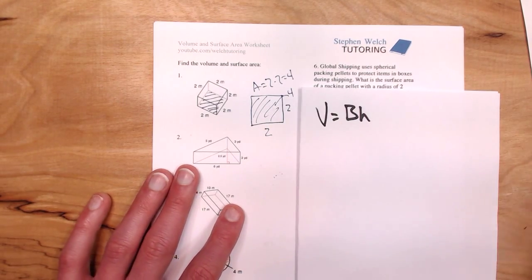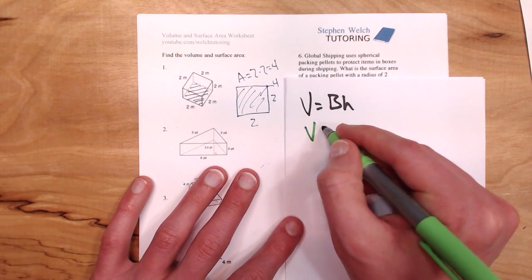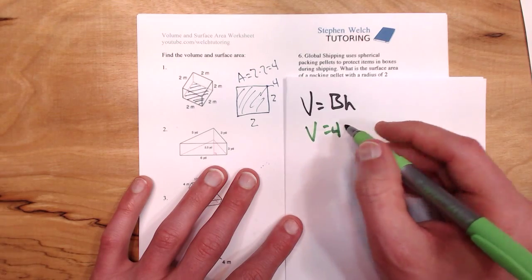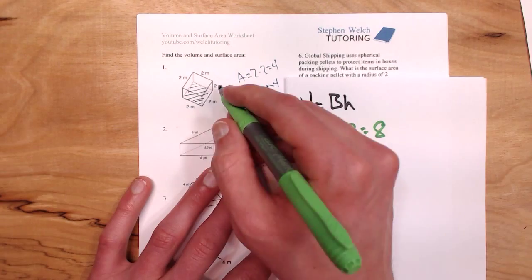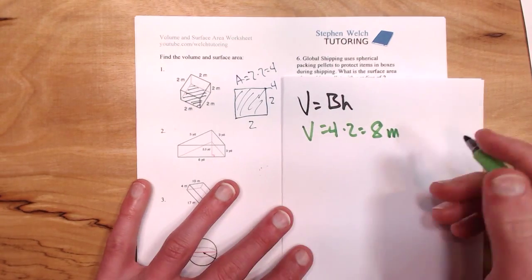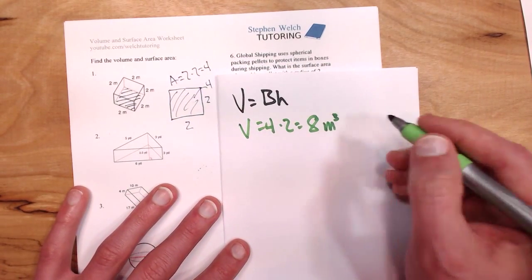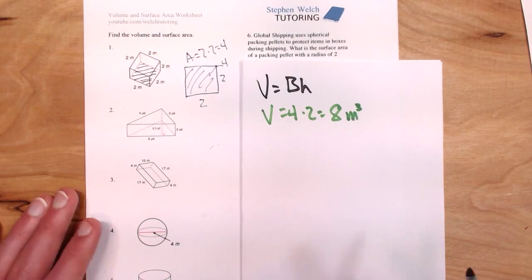Okay, so my volume must be 4 times the height, which is 2. So my volume must be 8. 8, and in this case it's meters. And when we do volume, we do cubed, so 8 meters to the 3rd power.